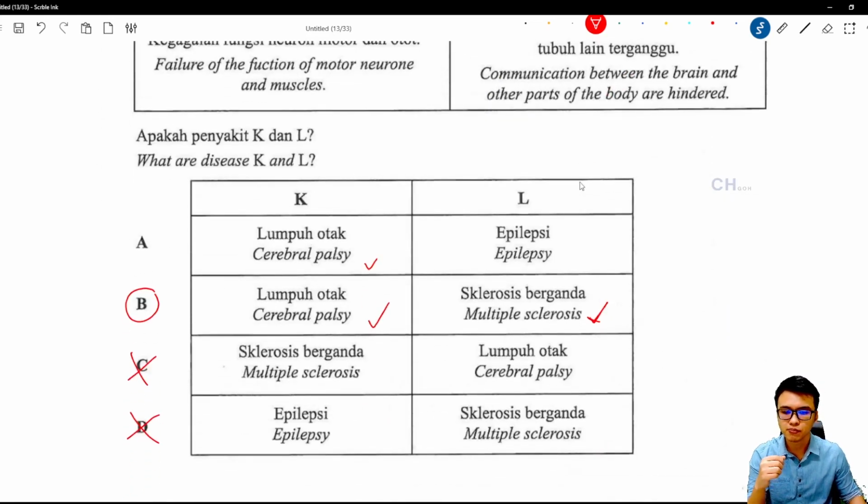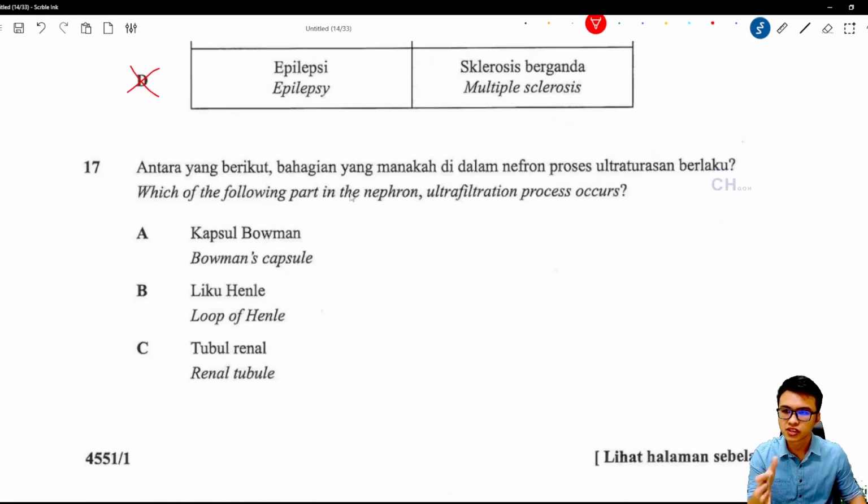Okay, question 16, B. Question 17. Which of the following is the part in the nephron where ultrafiltration occurs? This one is very easy, should be Bowman capsule. Okay, Bowman capsule.